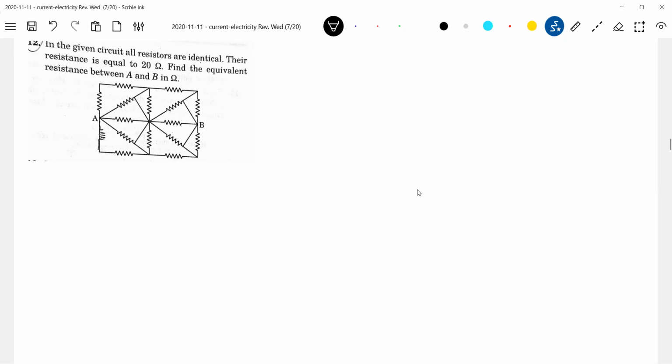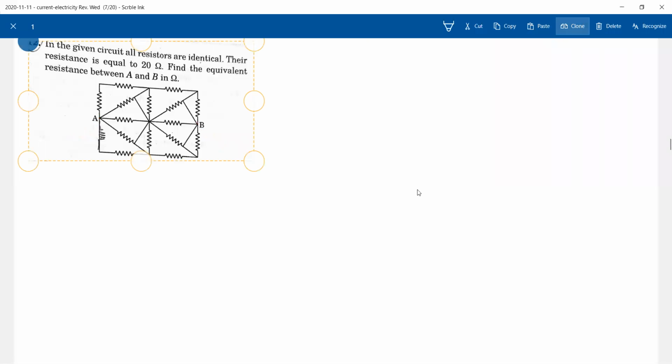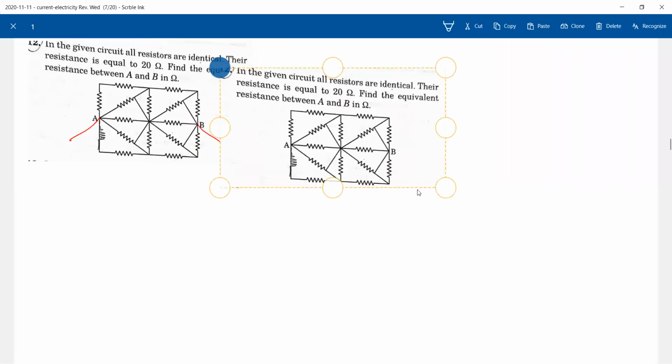I think there is some error. A resistor R should be there here also. If you look at the DPP, there is no resistance in that, but there should be a resistor here also. Now we have to calculate the effective resistance between A and B. There is a short circuit wire here, no? So what is this? We'll take this.